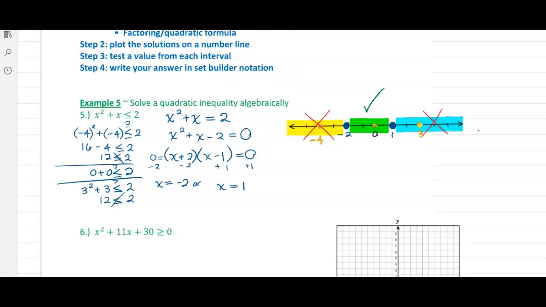So my answer is right here. X is greater than or equal to -2, but less than or equal to 1. So using set builder notation, it would look like this. -2, less than or equal to x, less than or equal to 1. Say x, such that. That's what that vertical line means, such that. Now I could also write it with interval notation, which would be -2, comma 1 with hard brackets. Either one of those would be an acceptable answer.